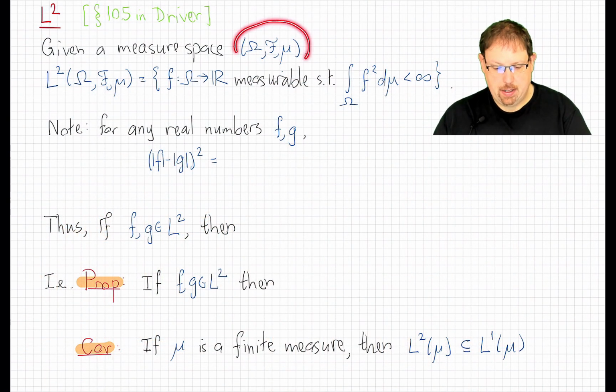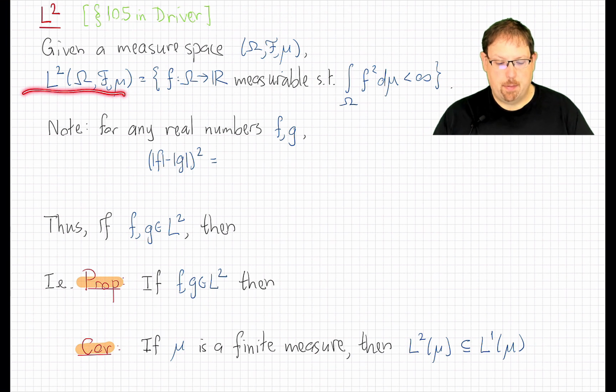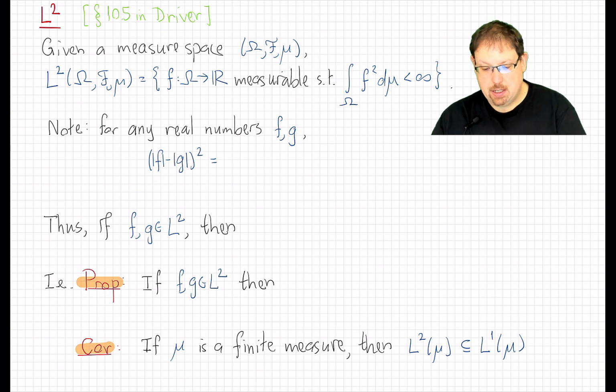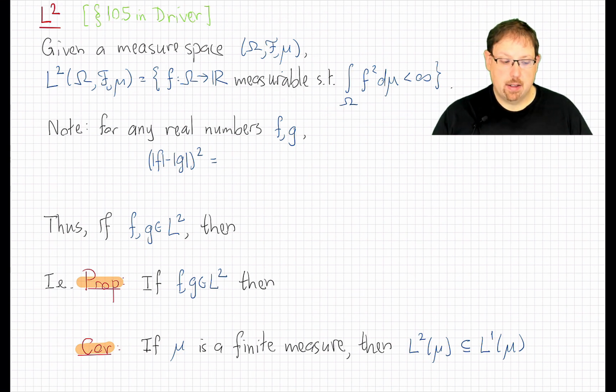Consider any measure space. The set L2 of that measure space consists of all real-valued measurable functions for which the integral of the square is finite. Now, as usual, we're playing a little fast and loose here. The elements of L2, like in L1, are really going to be identified as equivalence classes of functions, where we identify two functions if they agree almost everywhere.